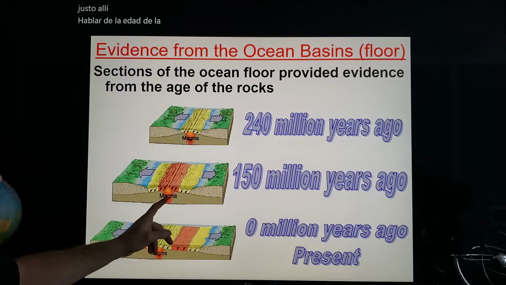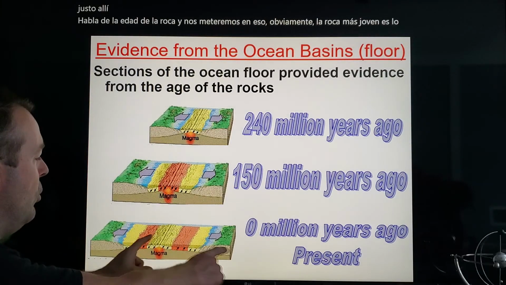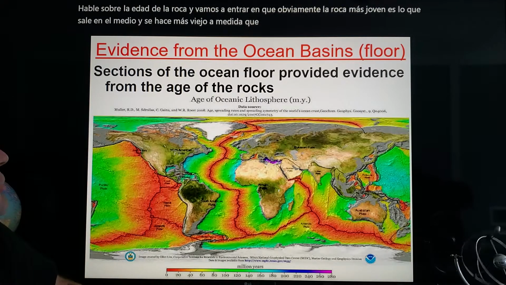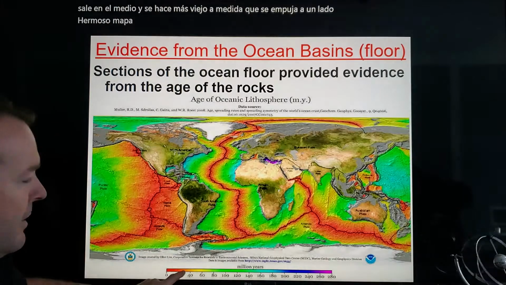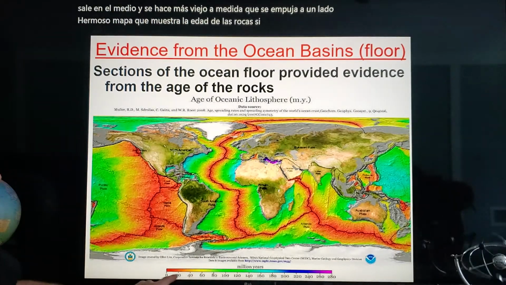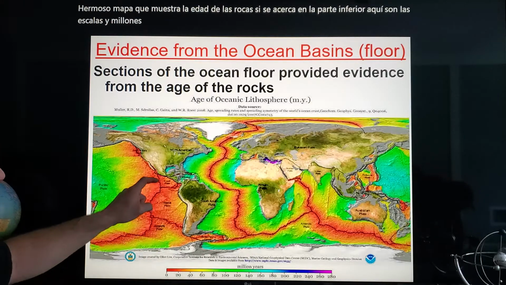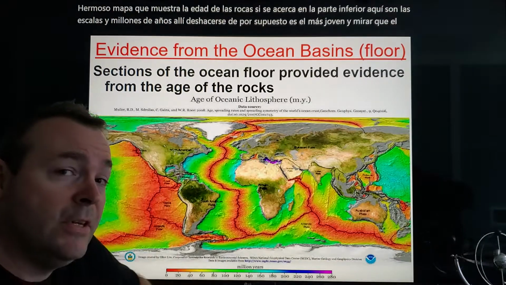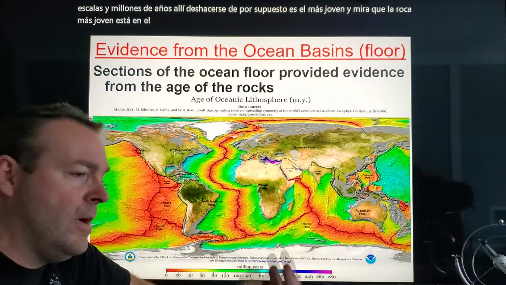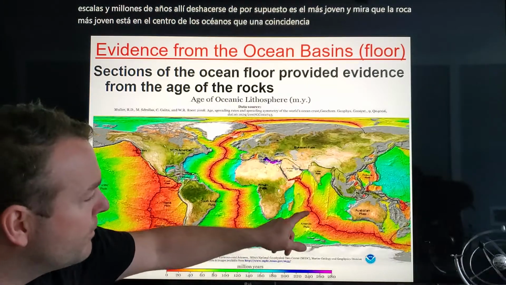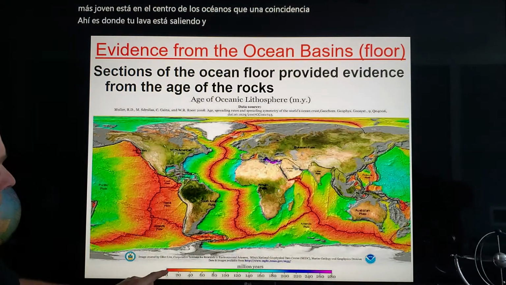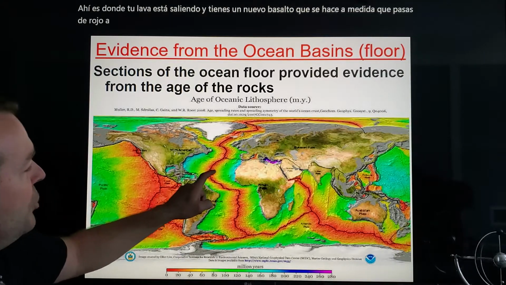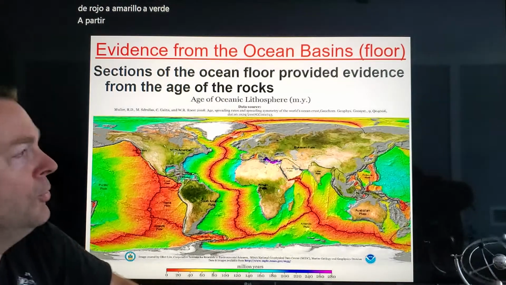Obviously, the youngest rock is when it comes out in the middle, and it gets older and older as it's pushed aside. All right. This is a beautiful map showing you the age of the rocks. If you zoom in on the bottom here, this scales in millions of years. The red, of course, is the youngest, and look at that. The youngest rock is in the center of the oceans. Is that a coincidence? No, right? Because that's where your lava is coming out, and you have brand new basalt being made. And as you go from red to yellow to green, you're going away from that ridge, and incidentally, you're also getting older and older. Okay?